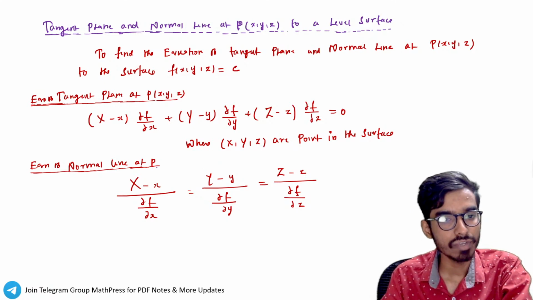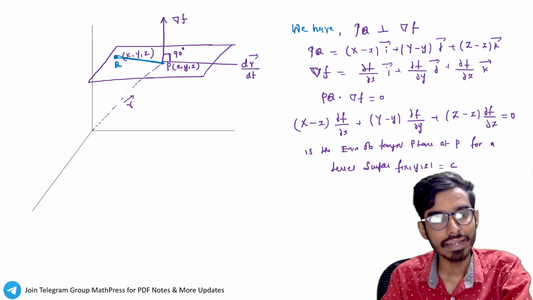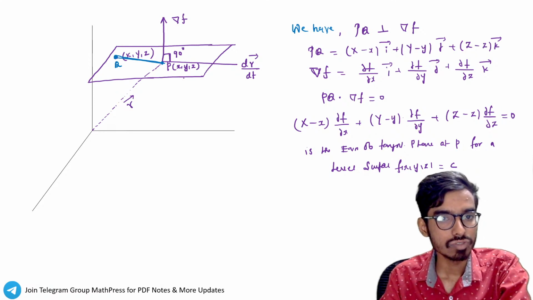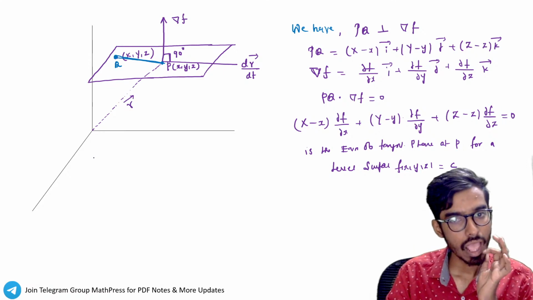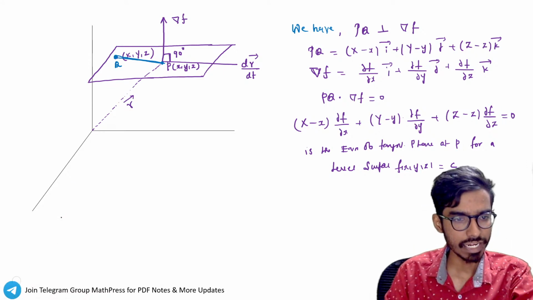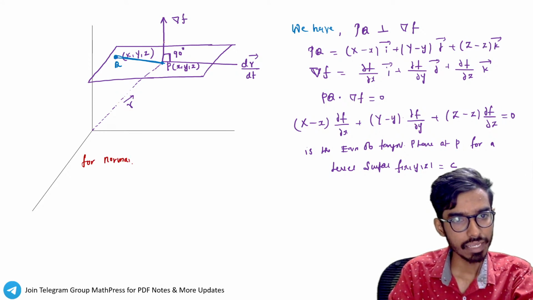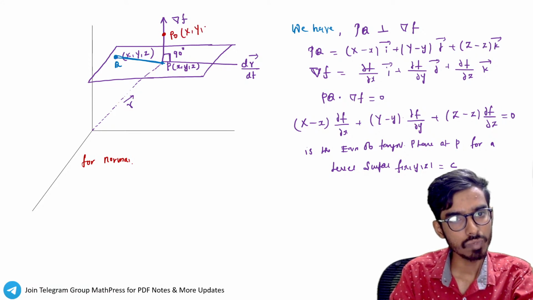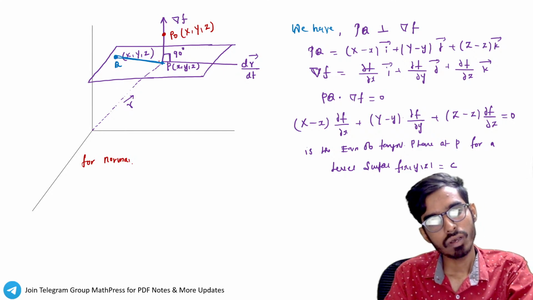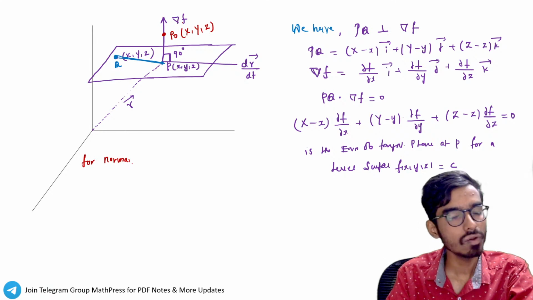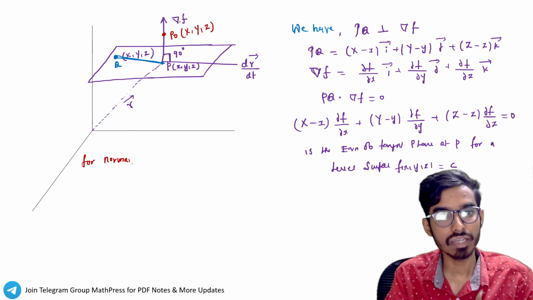Now we will find the equation of the normal line also. So the normal line is very easy, right? What is the normal line? For the normal line, what I'm going to do is write it here itself, right? So for the normal, let us take a point P naught here itself. Let's call this x, y, z, right? We know grad f will be normal, but we don't know the equation of this, right?